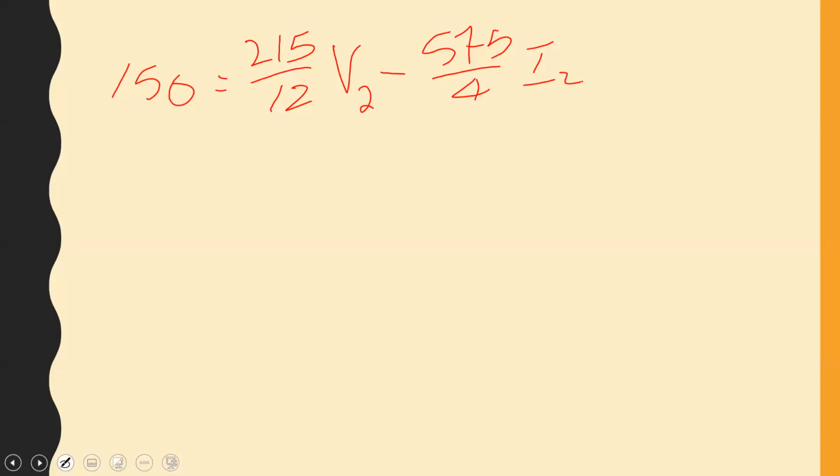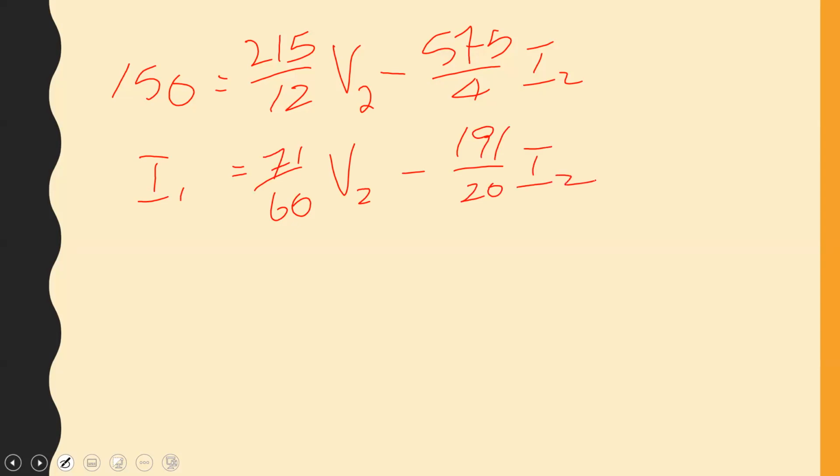Next equation. I1 equal to 71 over 60 times V2 minus 191 over 20 times I2. Okay? And now you can make your substitution, which is that V2 is equal to negative 10 I2.